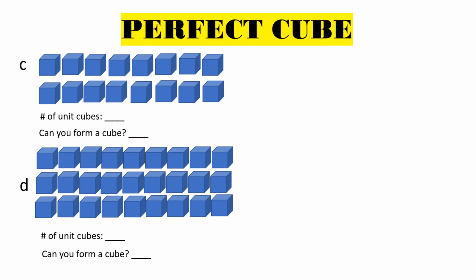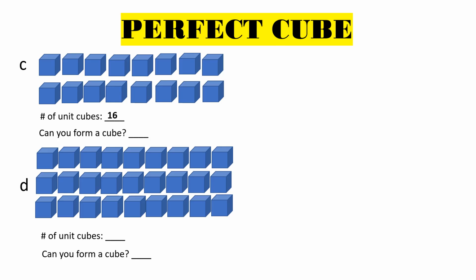All right, so let's have another example, class, letter C. Once again, the first question there, the number of unit cubes. Simply count. 1, 2, 3, 4, 5, 6, 7, 8, 9, 10, 11, 12, 13, 14, 15, 16. So our answer is 16.